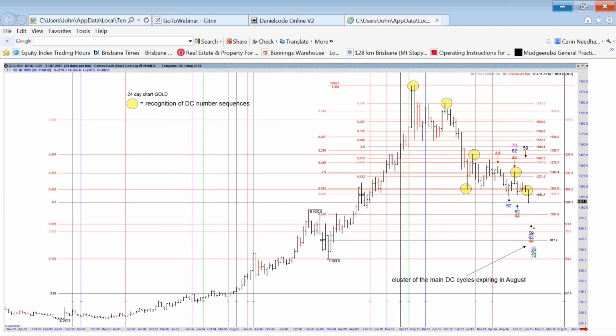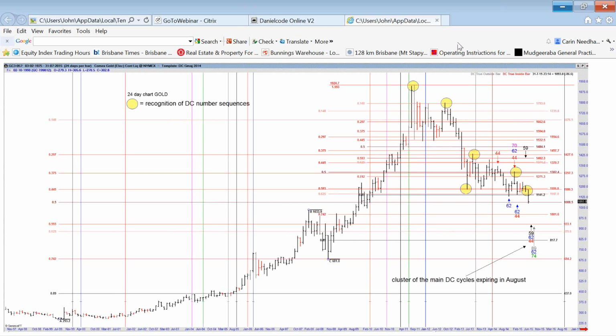And what we have here coming up now is a cluster of time cycles. There's a 59, 62, 44, and then there's another group just after them. Remember, we're starting by looking at the 24-day chart, which is effectively 24 trading days. It's effectively close to a trading month, and that's where we start. Frank thinks that we're going to get a low. He's been saying this for months, that we're going to get a low early in August.